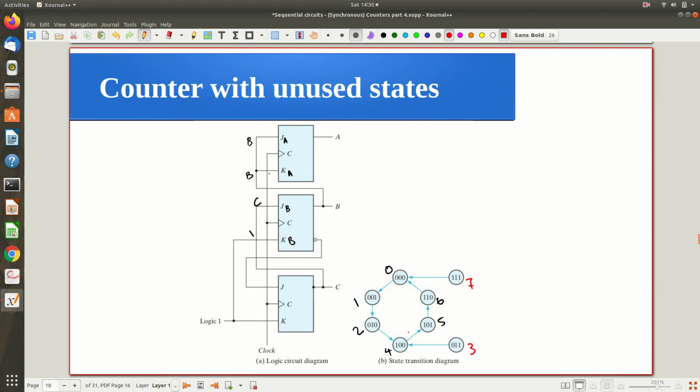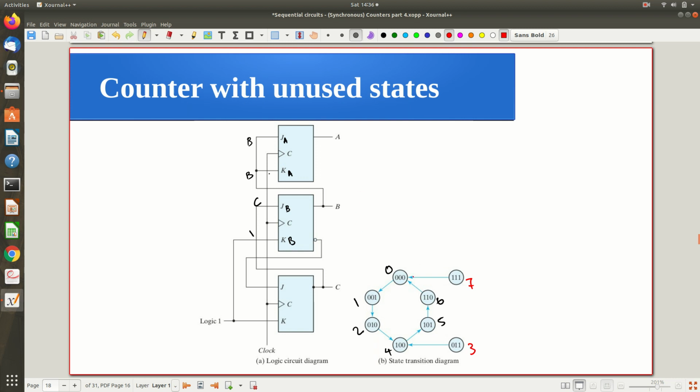But to make it very precise and very accurate, you should ensure that in any case the circuit may go to an invalid state. If it reaches an invalid state, somehow it should reach one of the valid states, and only then can it go through the actual counting procedure. So is it possible for us to achieve it?